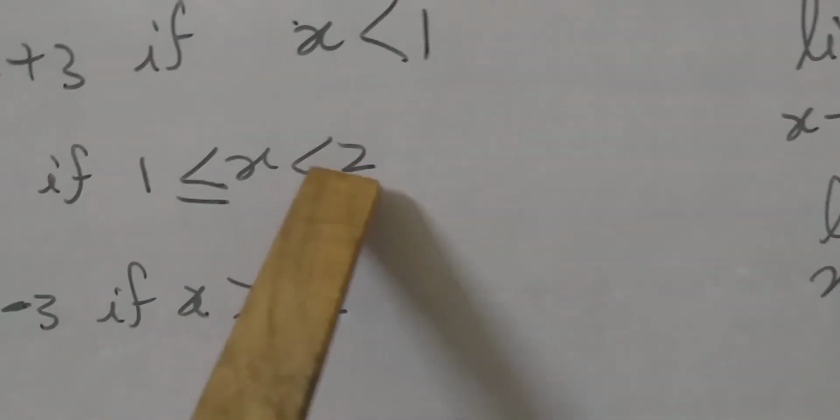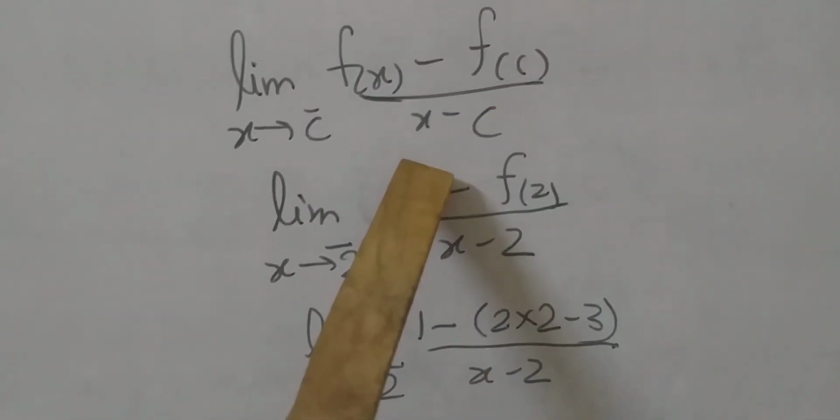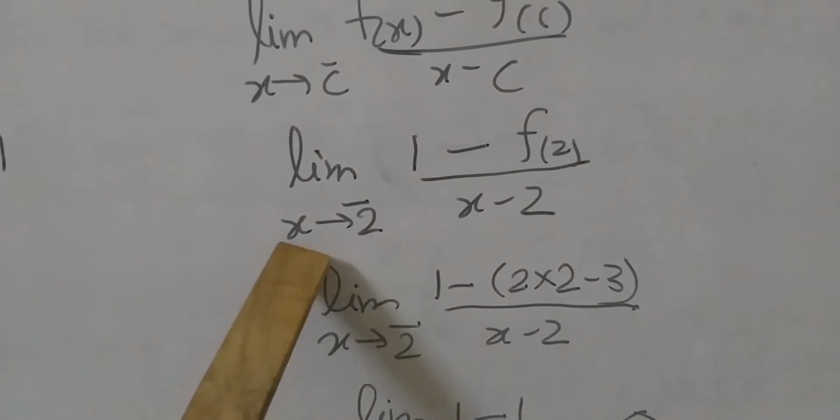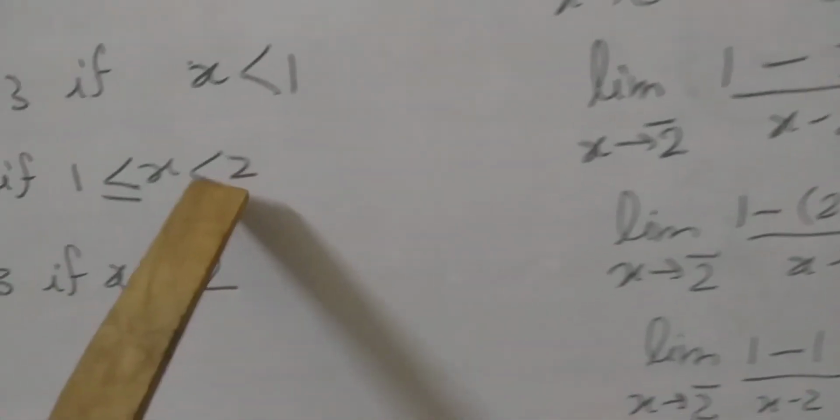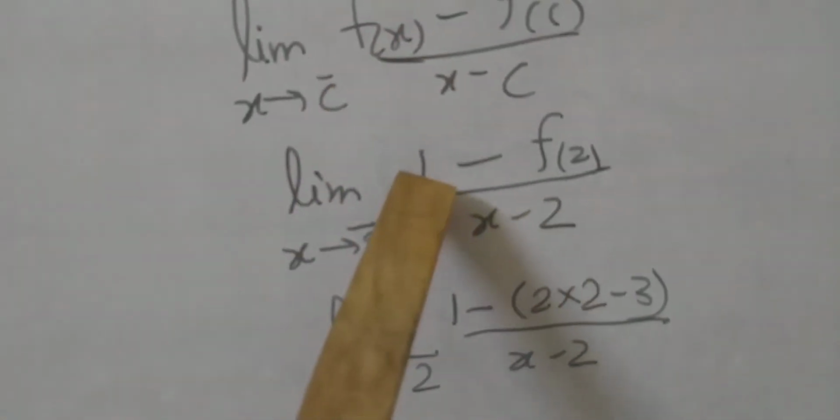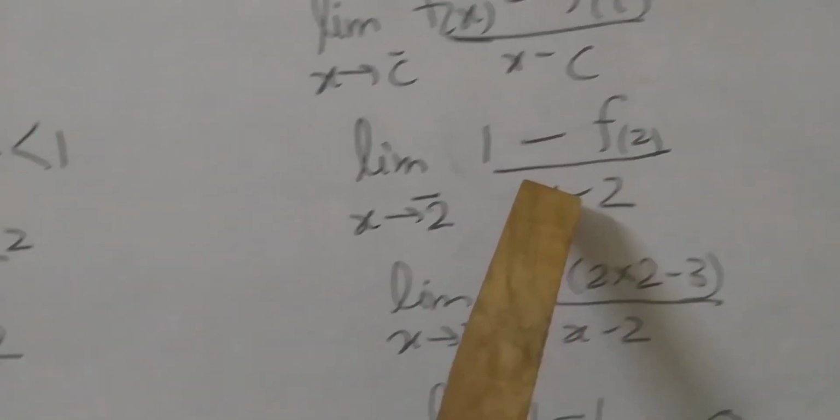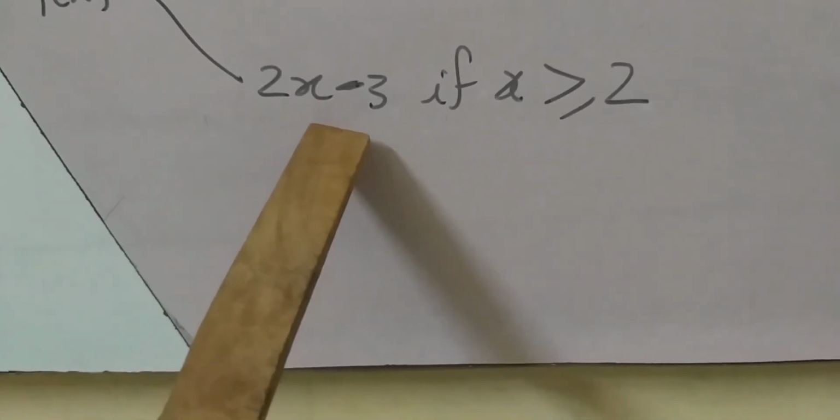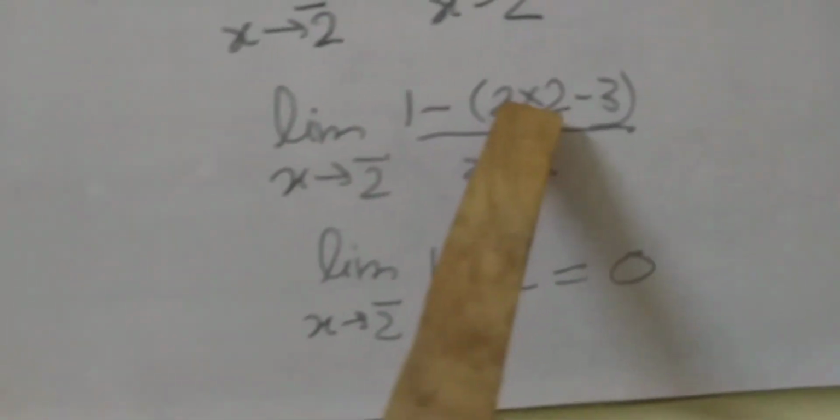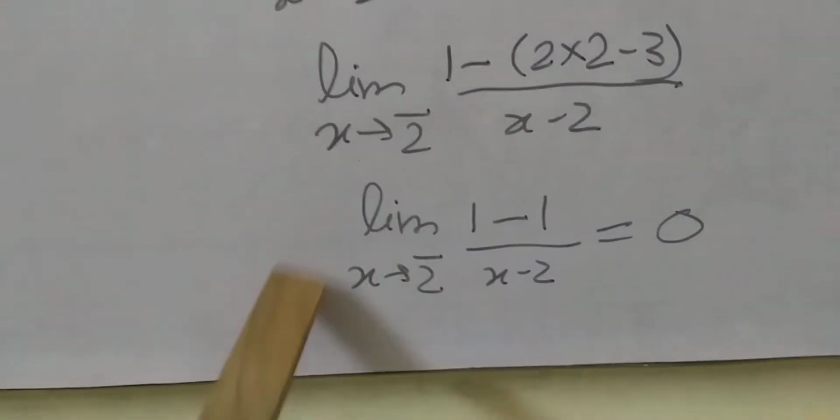Now we check at 2 also. LHD at x = 2: same formula, limit as x tends to 2 from the left. For f(x) less than 2, the condition gives 1, so in place of f(x) we write 1. And f(2): since x = 2, 2x − 3 applies, so 2 × 2 − 3 = 4 − 3 = 1. 1 − 1 is 0. So the answer is 0.